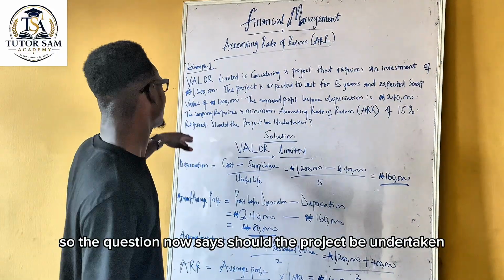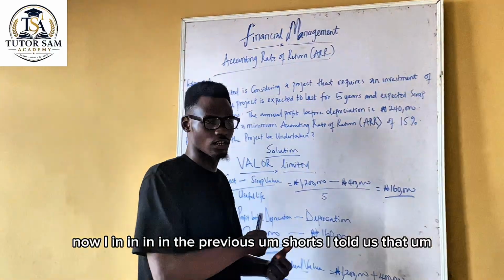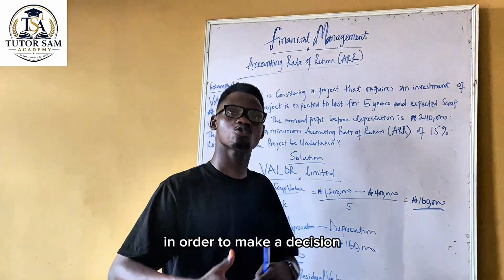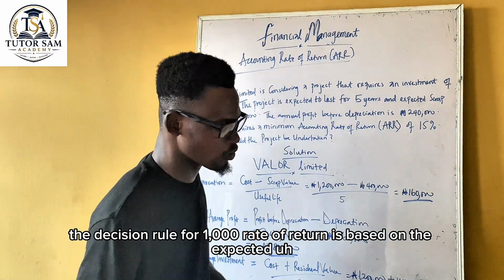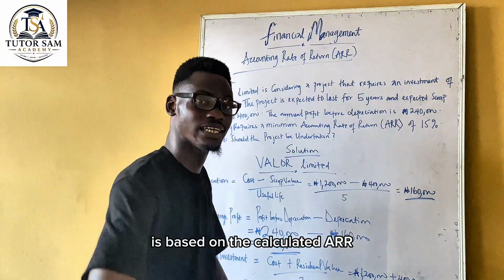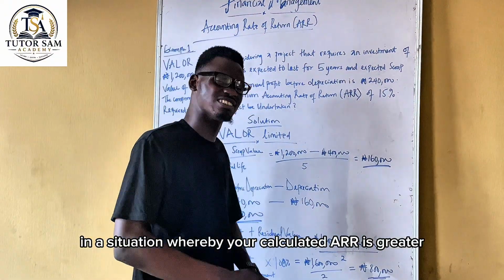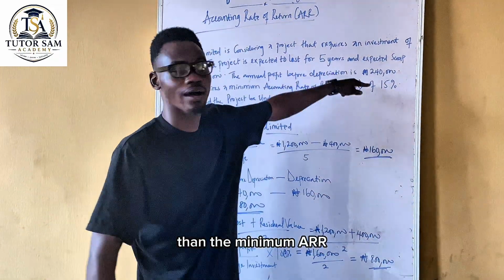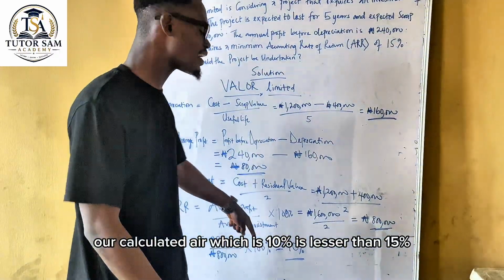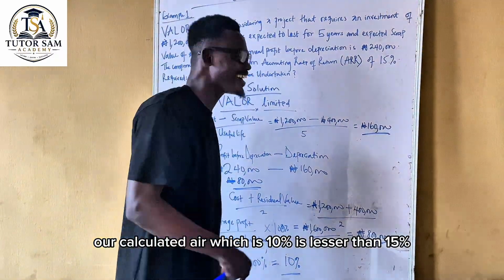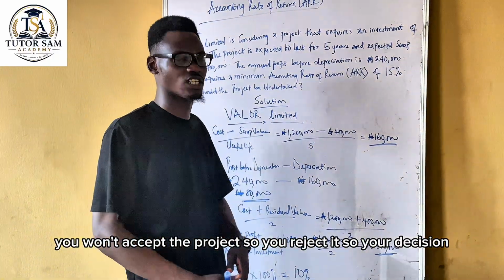So the question now says, should the project be undertaken? In the previous shorts, I told us that the decision rule for accounting rate of return is based on the calculated ARR. In a situation whereby your calculated ARR is greater than the minimum ARR, then you accept it. But in this situation, the reverse is the case. Our calculated ARR, which is 10%, is lesser than 15%. So what do you do? You won't accept the project, so you reject the project.